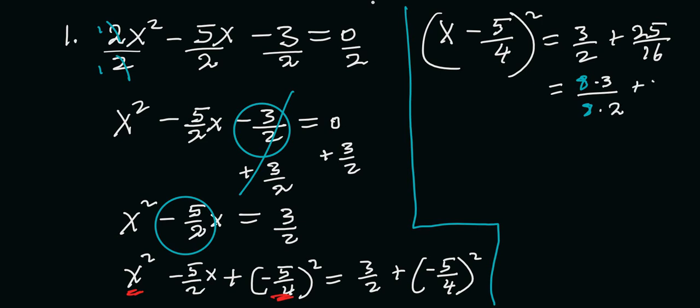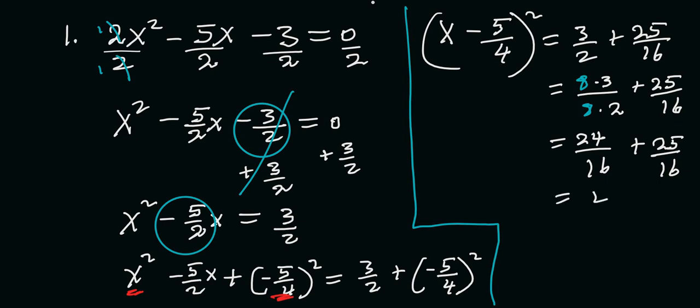So plus 25 over 16. So 8 times 3 is 24, so that will be 24, and 8 times 2 is 16, over 16 plus 25 over 16. So now that we have a common denominator, all we have to do is to add up the numerator. And when we do, that will give us 49 over 16.